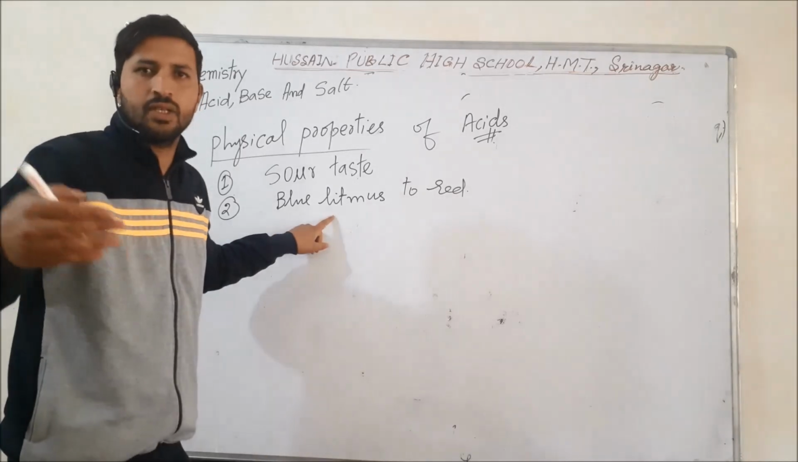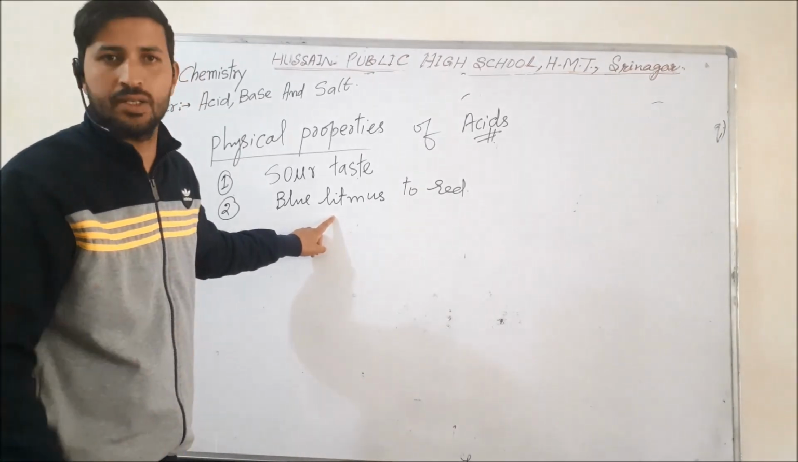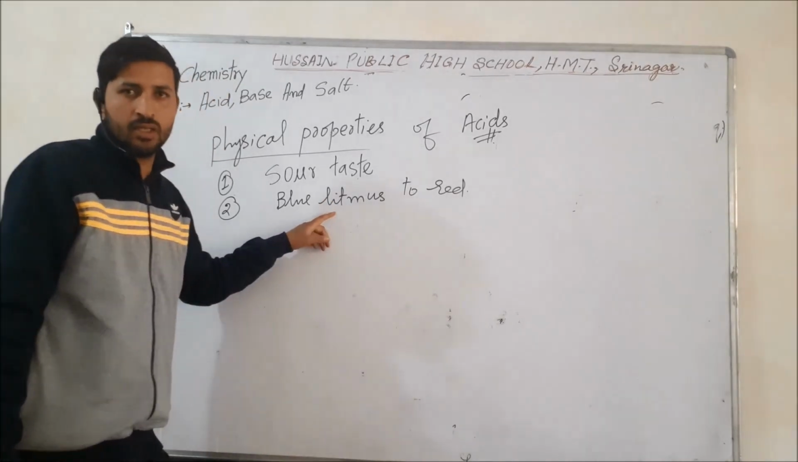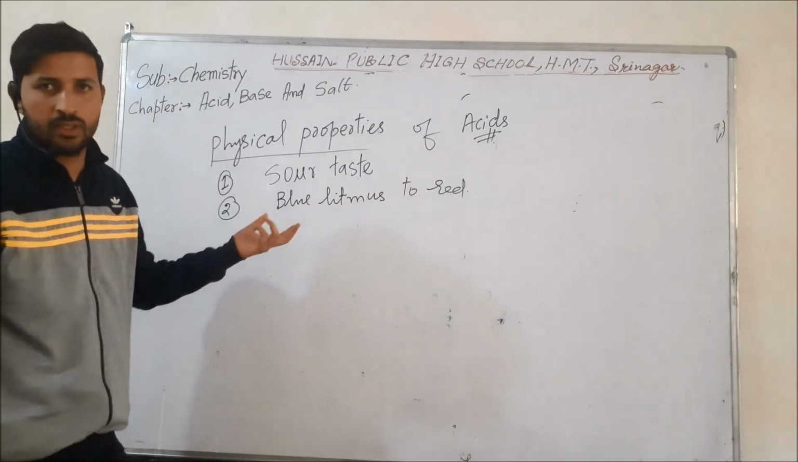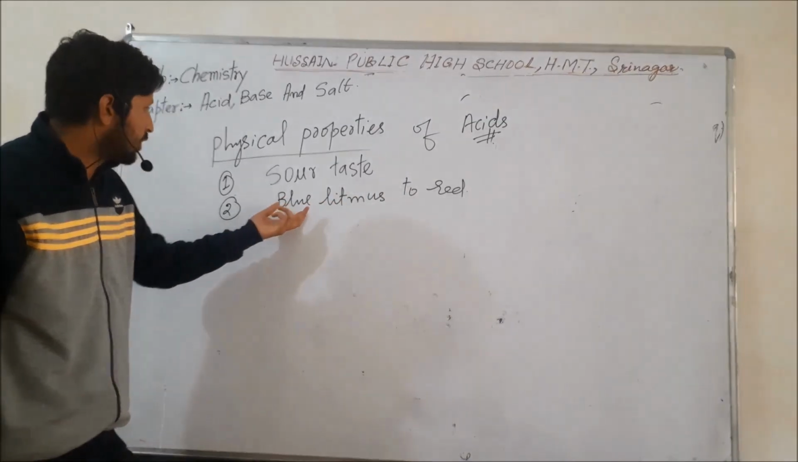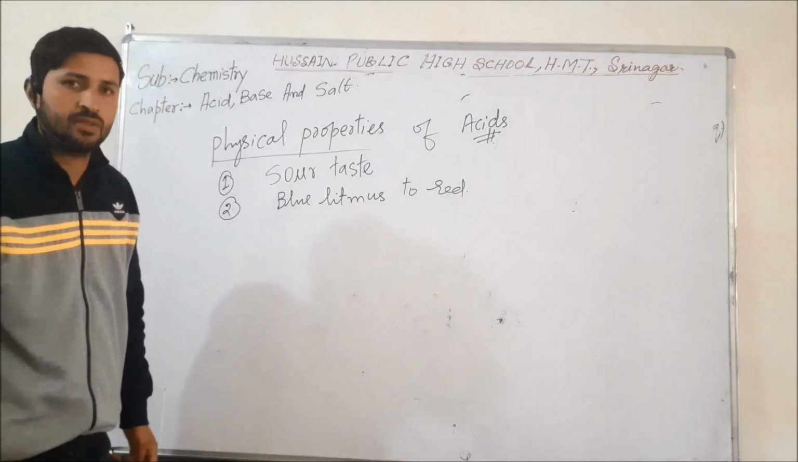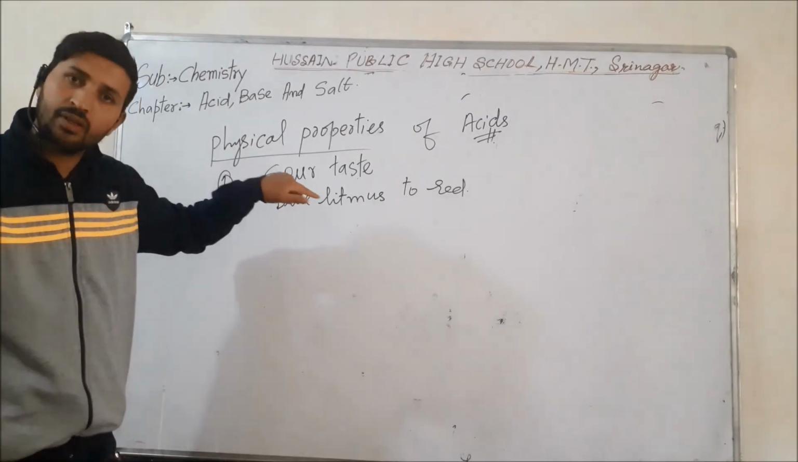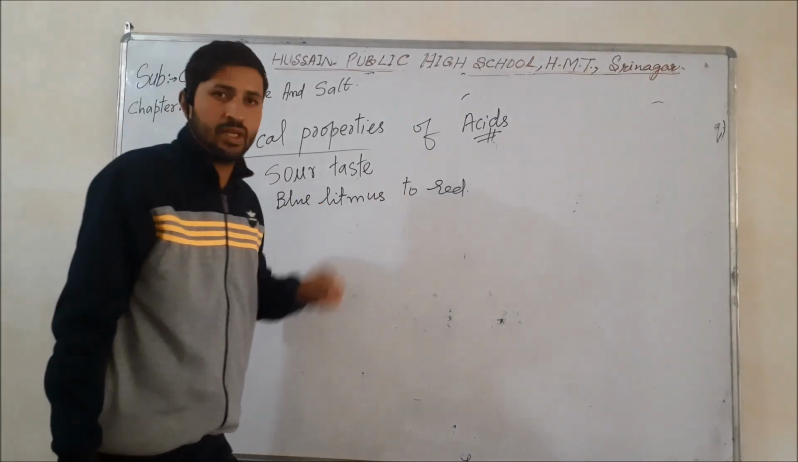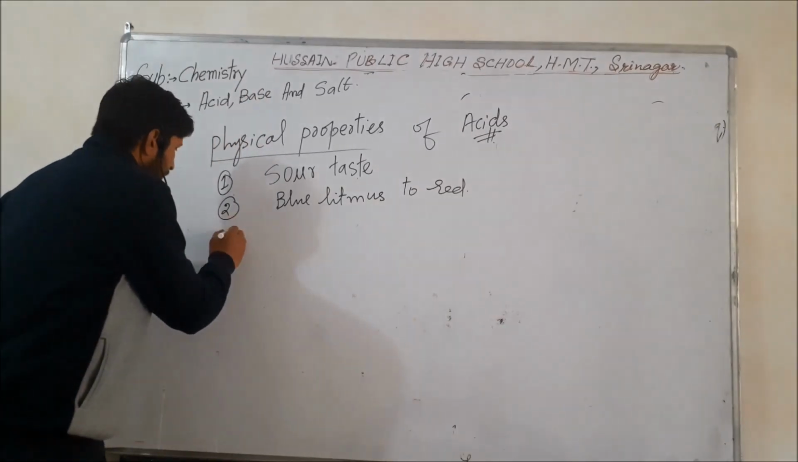There are various indicators that we will be talking about later. Litmus is an indicator, and there are two types of litmus. One is blue litmus, and the second one is red litmus. When blue litmus is dipped in acidic solution, it turns red.